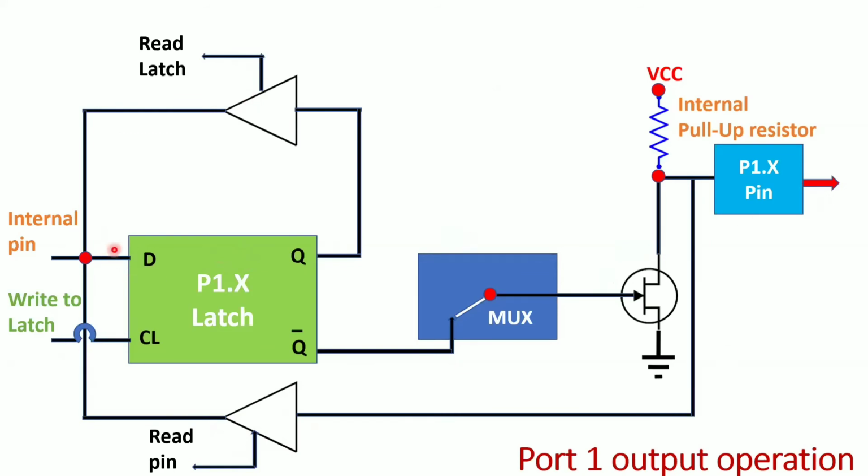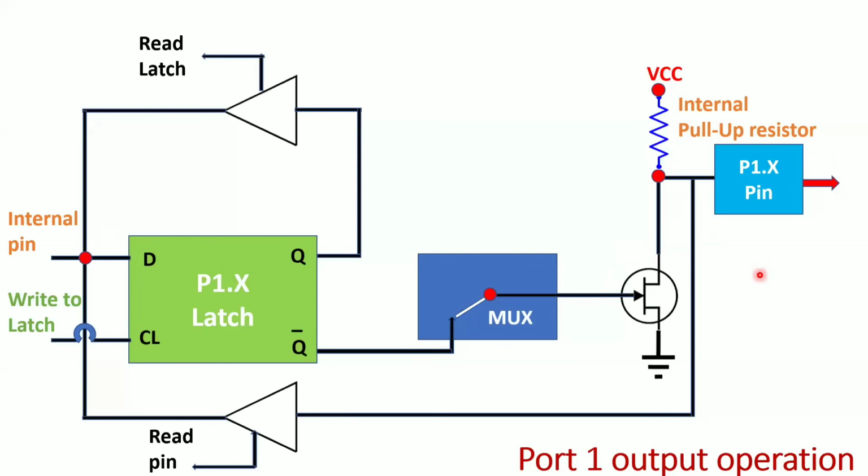So this is your input operation. And coming to the output operation. In the output operation, I want to send the 0, right? Whenever I'm sending 0 and applying the clock signal, I will get 0 here and 1 here. Whenever I'm getting 1, the transistor is on. That means I have grounded this one. So whenever this is grounded, we can send the value 0 here, right? That means I am writing the 0 here. This is the output operation of your port 1.